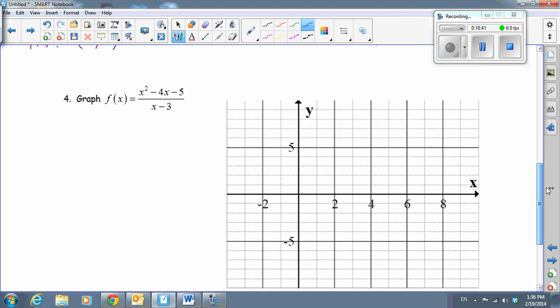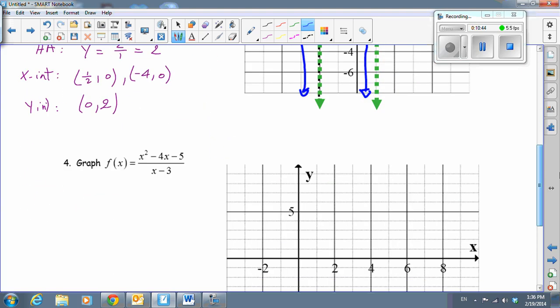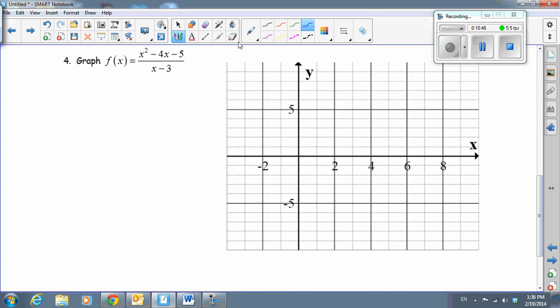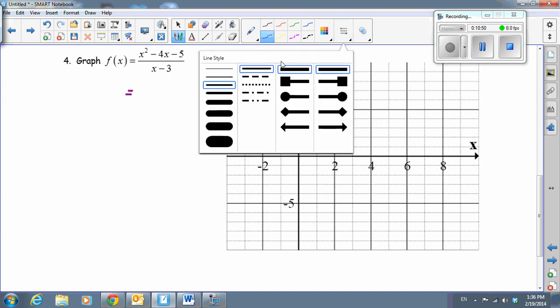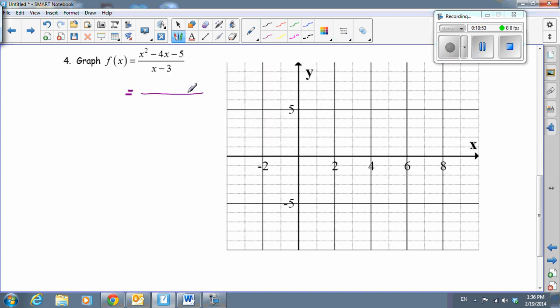Let's study the next graph. I hope you understand this. The next graph, first step is to factor. So let's go ahead and factor the top. If I factor that on top, I will end up with x minus 5 and x plus 1. And on the bottom, I just have my x minus 3.